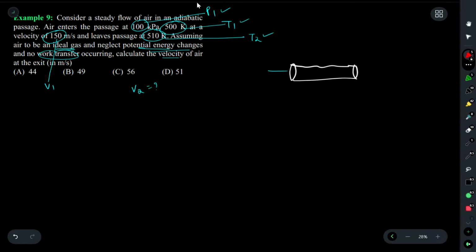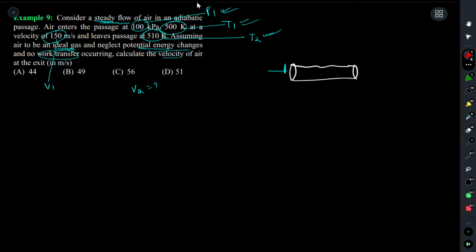This is a steady flow, that means no properties are changing at the inlet or outlet with respect to time. Whatever properties are at the inlet, that is P1, T1, V1, and at the outlet T2, all these are constant with respect to time. It is not varying with respect to time. It may vary with respect to position, but not with respect to time. That is the meaning of steady flow.